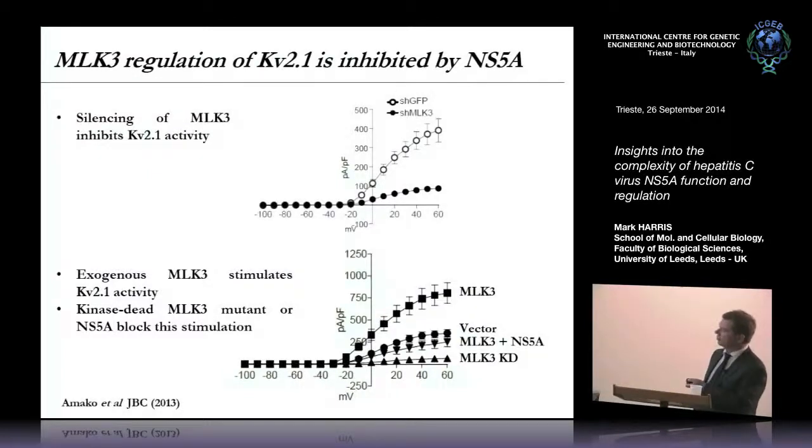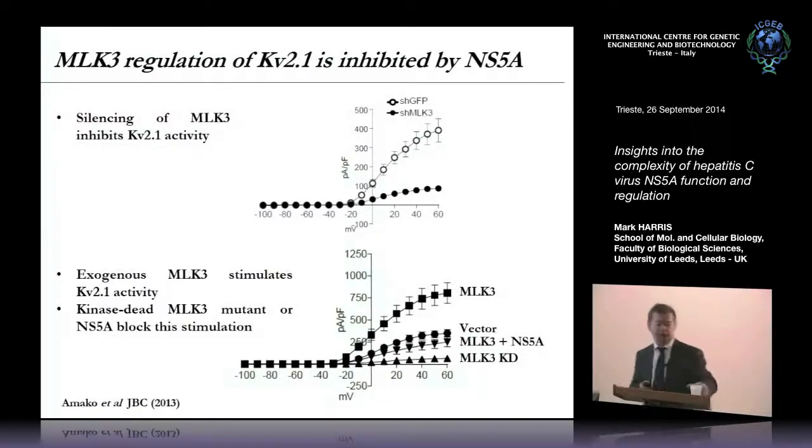And I'll just take you through this. Here's the vector alone. This is the basal level of activity of the Kv2.1. If we exogenously transfect in excess MLK3, we stimulate that. If we also transfect in NS5A, it blocks that stimulation. And if we transfect in the kinase dead version of MLK3, it completely inhibits the activity of Kv2.1.